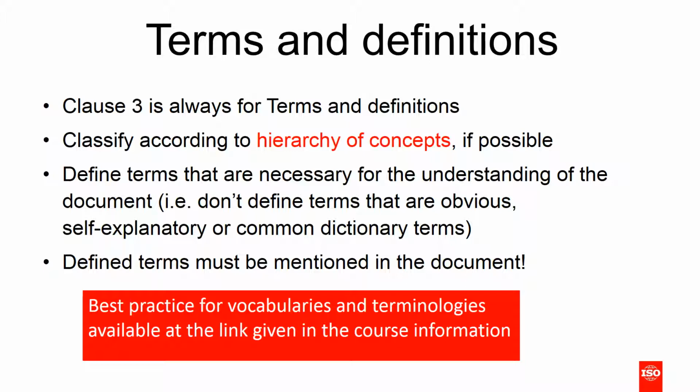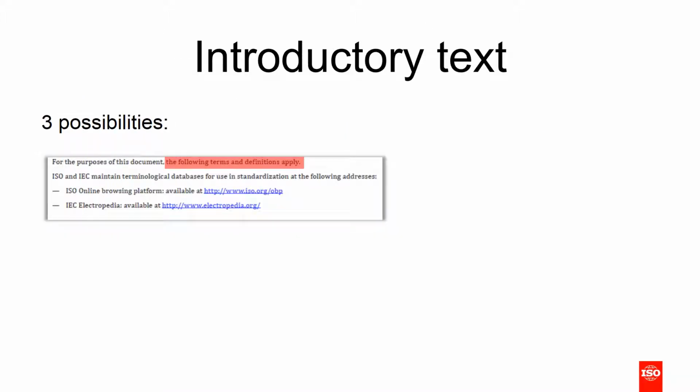There are 3 possibilities for your introductory text in Clause 3, depending on whether or not you are using terms from an existing standard. The first instance is when you're defining new terms and not referencing any from elsewhere. In this case, you say, for the purposes of this document, the following terms and definitions apply.